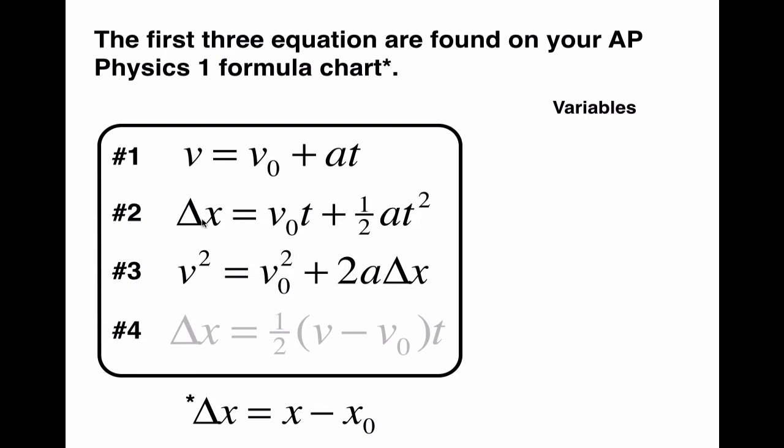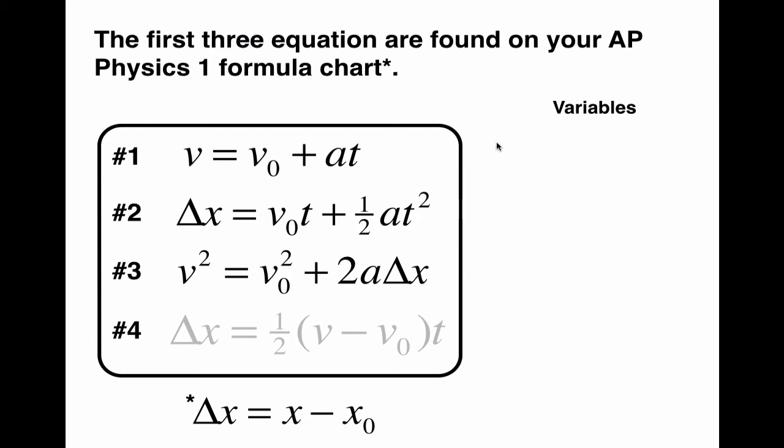And these equations look a little bit different than those on your AP Physics formula chart. It's because delta x really doesn't show up. What they've done is they've unpacked delta x into x minus x naught. And so if you take delta x and substitute x minus x naught into them, you'll get equations that look just like the ones on your formula chart.